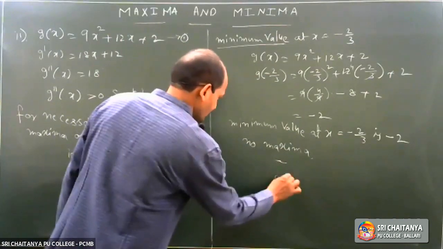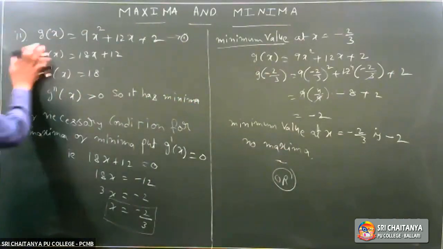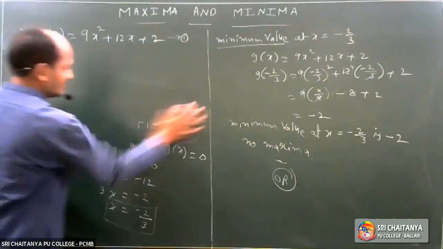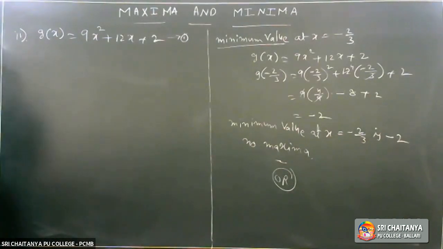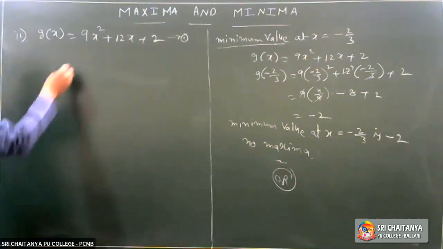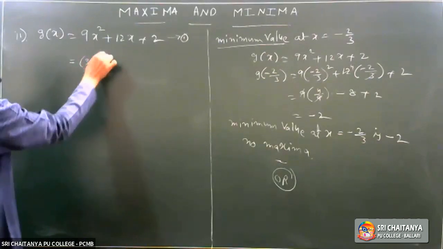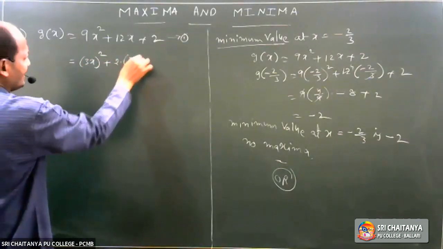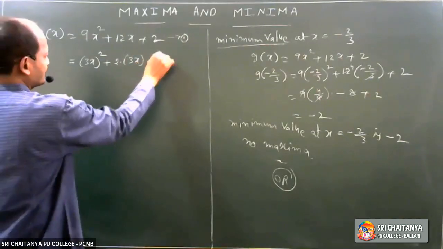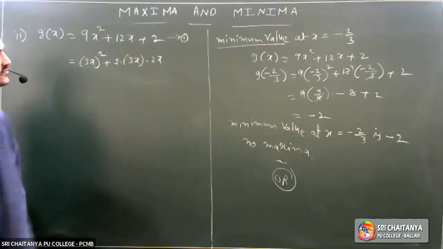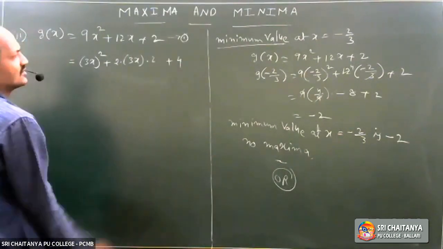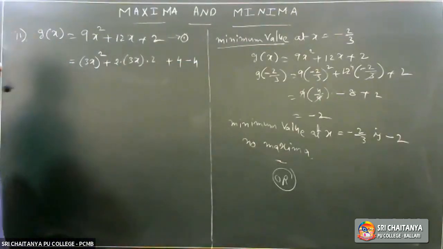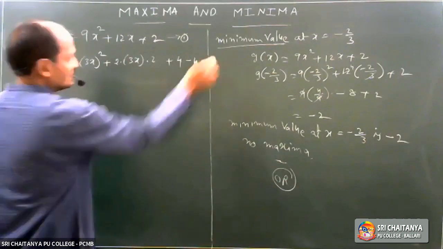Second method. It is very easy. Listen. Second method. Given function g of x is equal to 9x square plus 12x plus 2. It is equal to 3x whole square plus 2 into 3x into 2, plus 4 minus 4, given it is plus 2.